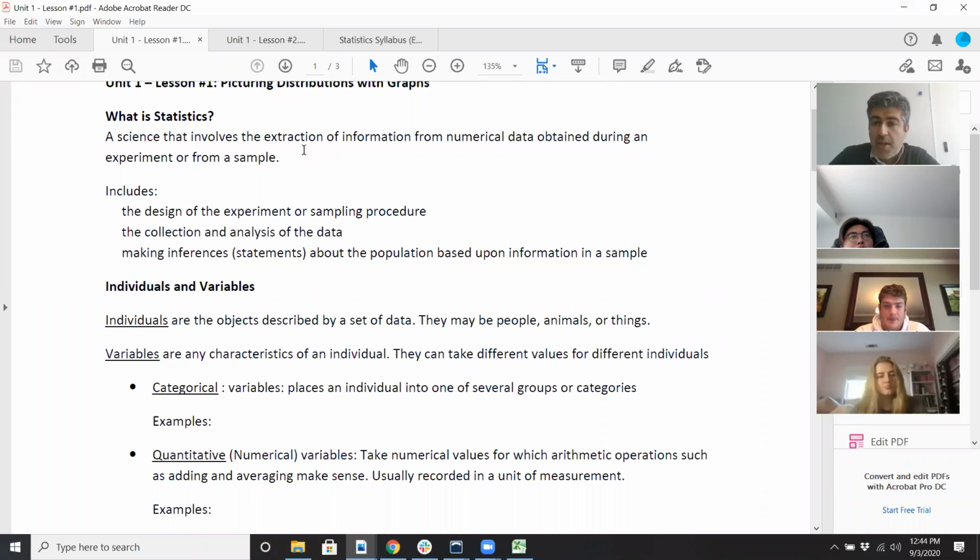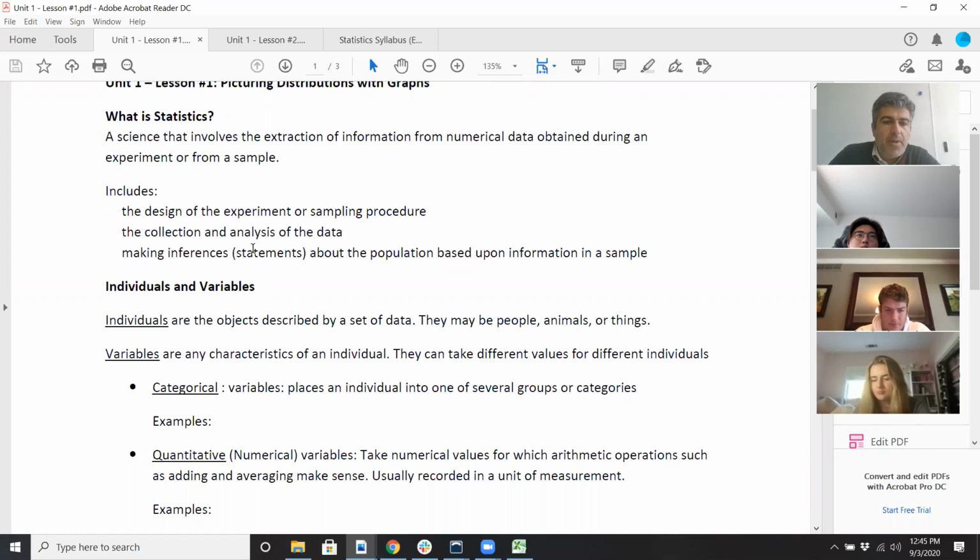Did I extract information? Absolutely. Is it numerical data? Absolutely. Did I get it from a sample or a population? Yeah, I got it from ESPN. And am I trying to make inferences or statements about it? Sure. I'm trying to see, okay, maybe some teams are better than others. I'm trying to understand why that is the case. So that's a great example of statistics.